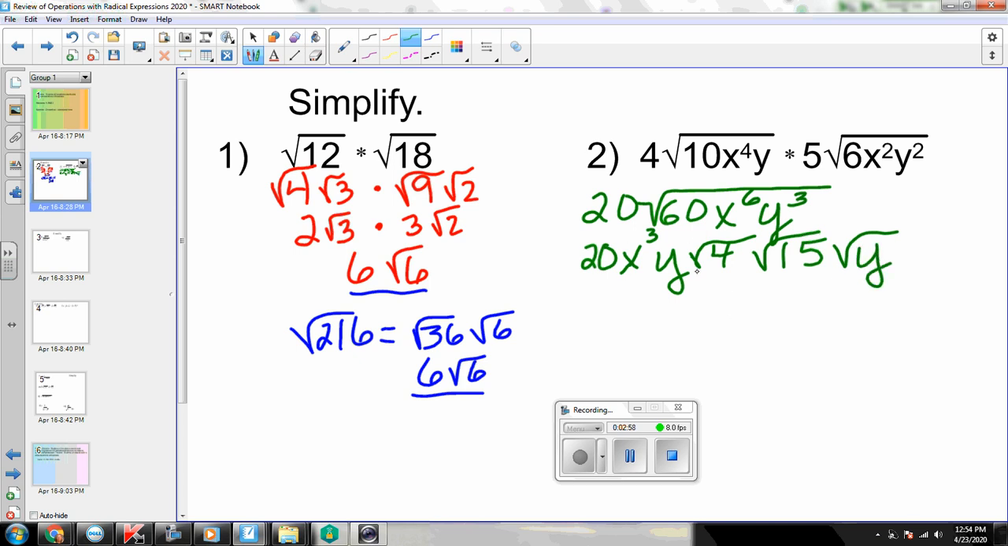Now I need to simplify a little further because the square root of 4 equals 2. So what I'm going to do is take this 2 times 20 to get 40. Then I'll have x to the 3rd y. Looking over here under the radical, I still have a 15 and a y. And just double checking, are there any perfect square numbers that go into 15? 4, 9, 16, no. So this is simplified.